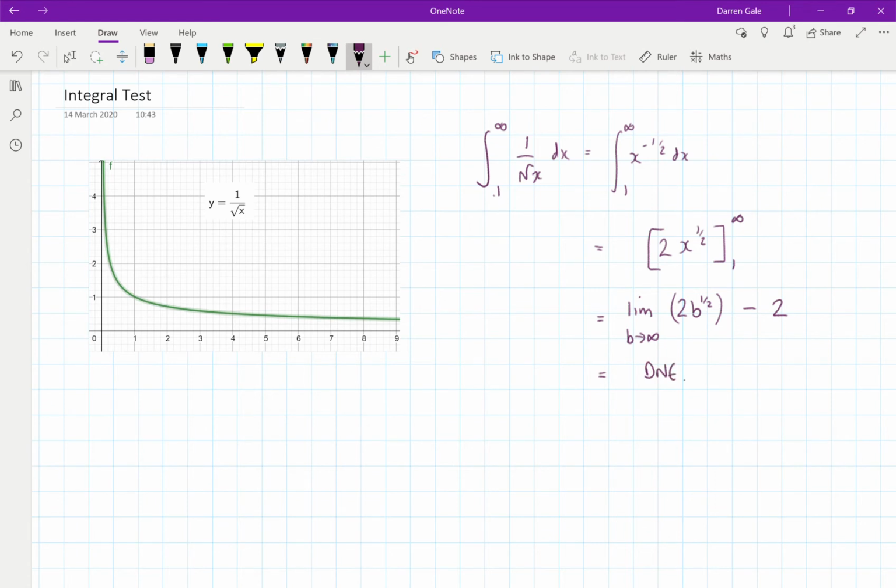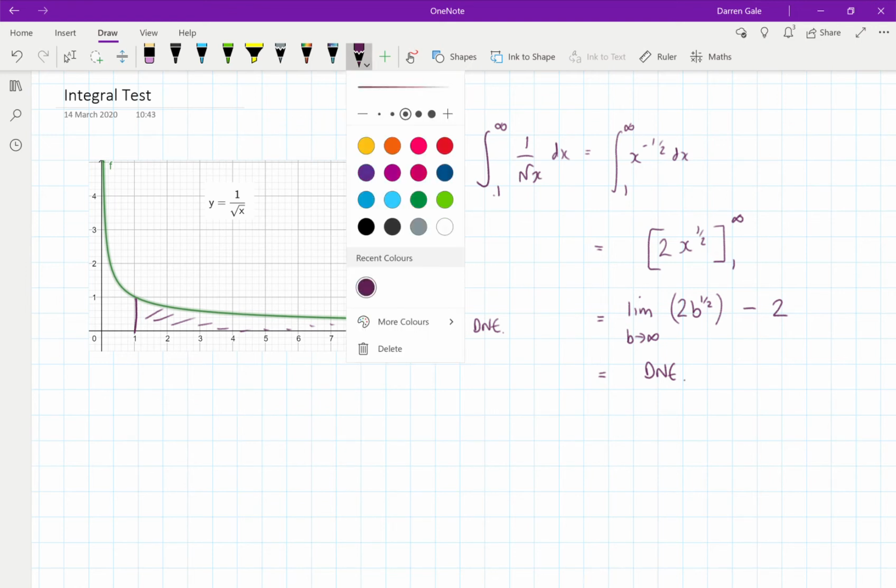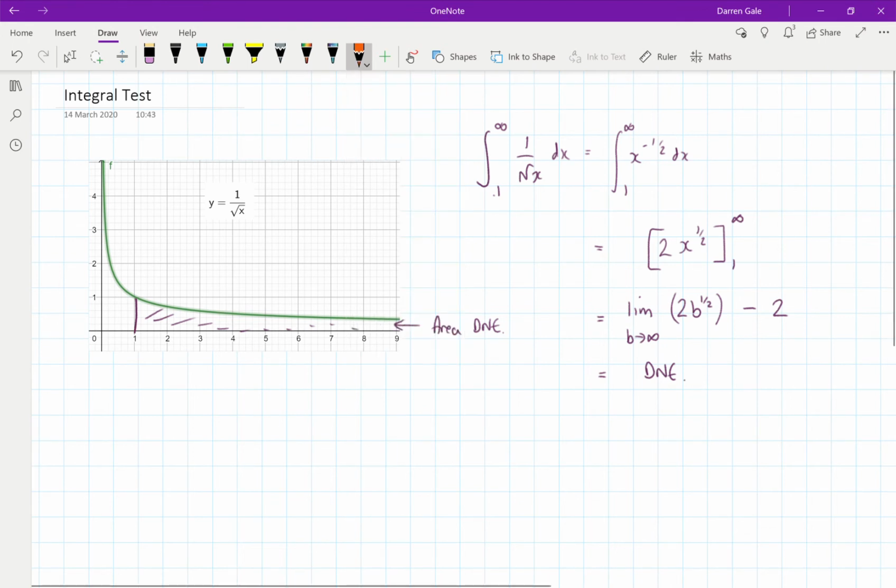So what we're saying is that if I go from 1 all the way here, that area just keeps getting bigger. The limit of the area does not exist. It keeps going on forever and ever and gets bigger and bigger, and doesn't go to a limit. Now we can look at what that means as far as the integral test is concerned.